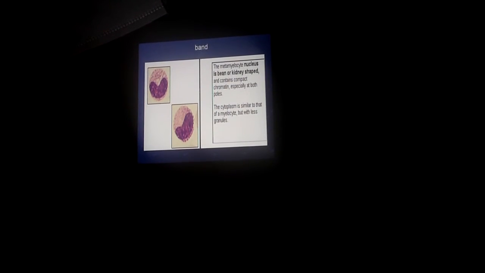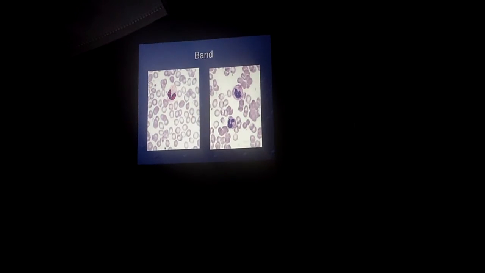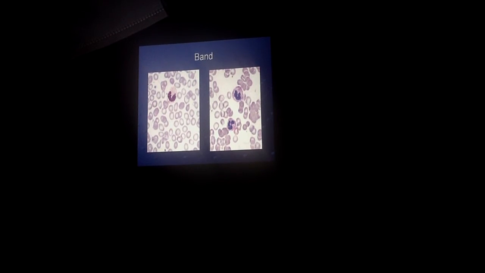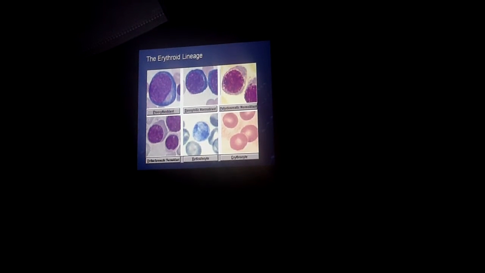Okay, that's a band cell. Ito, pwede pa siyang maging metamyelocyte. Yan, definitely is a band cell. So, another appearance of a band cell, and then how will you call that cell? Neutrophil, specifically segmented neutrophil or mature neutrophil. So, yun ang mga cells belonging to the myeloid or granulocytic series. Mature segmented neutrophils. Now, for the erythroid series.